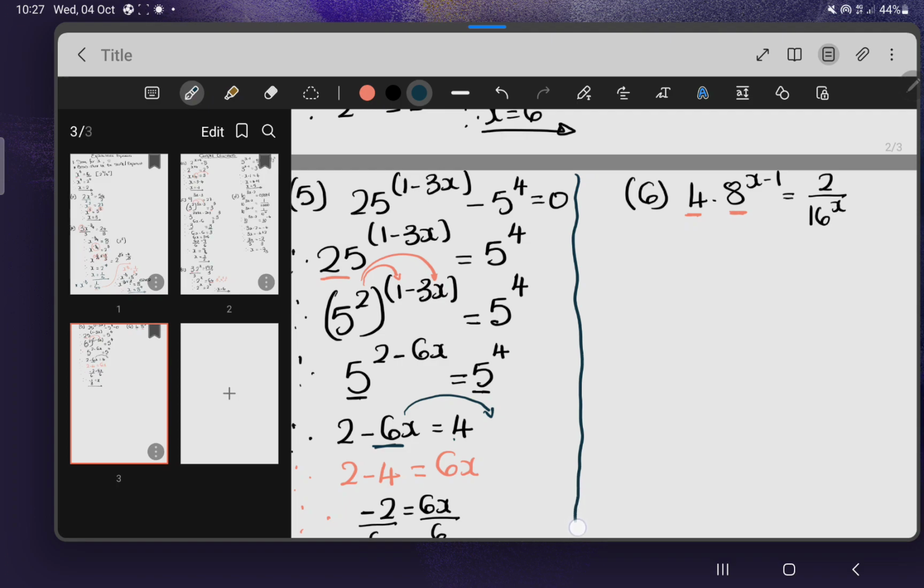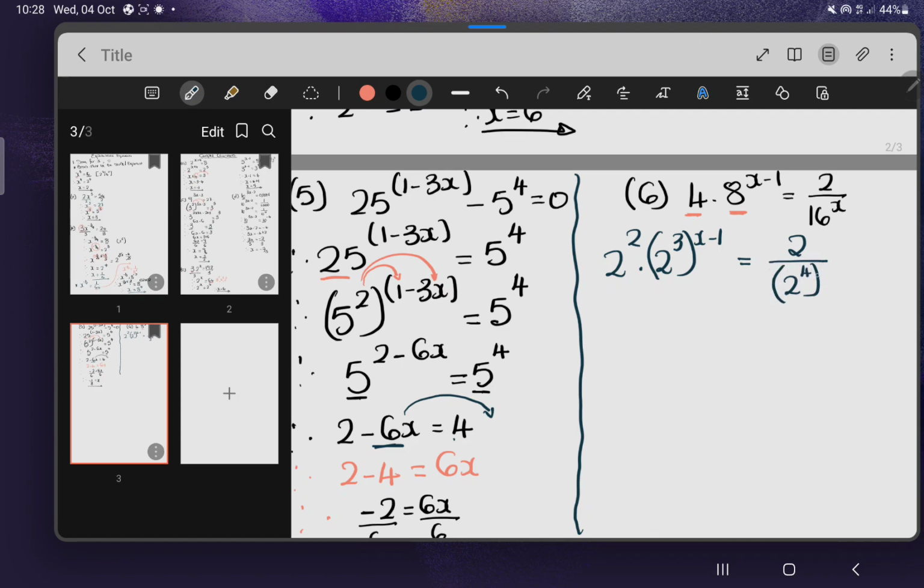So what we're going to do here is very simple. We're going to change 4. How do we change 4? That will be 2 to the power of 2. How do we change 8? That will be 2 to the power of 3. Then x minus 1 is equal to 2 over. How do we change 16? That will be 2 to the power of 4.